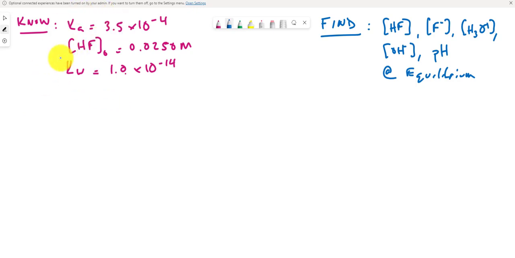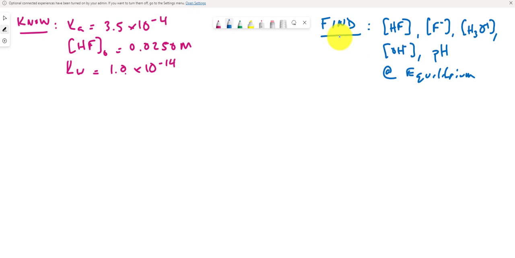So what we do know is the Ka. We can look that up in a table. It's 3.5 times 10 to the minus 4. We know the initial HF concentration that we're adding to that beaker. That's 0.025. And we know Kw because it's always true. That's 1.0 times 10 to the minus 14.